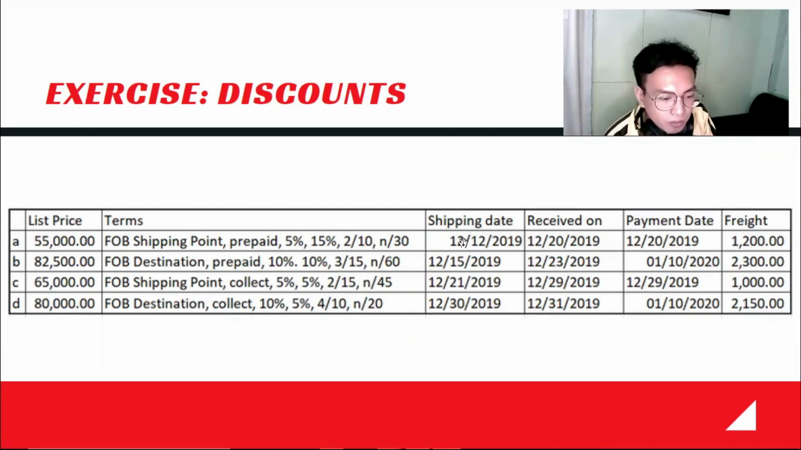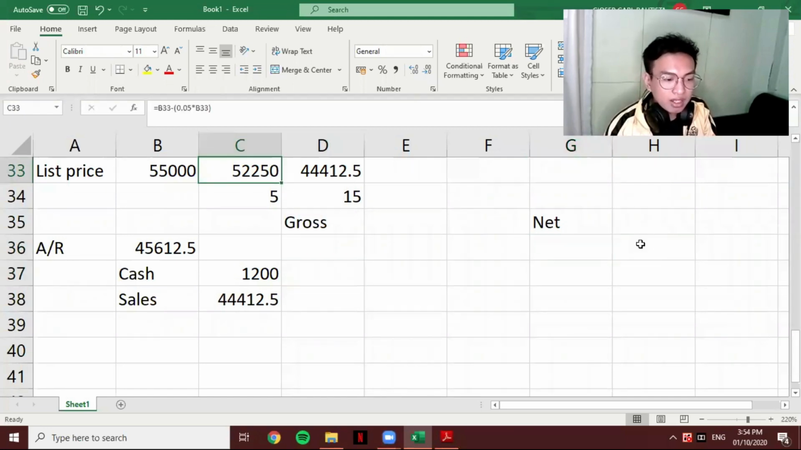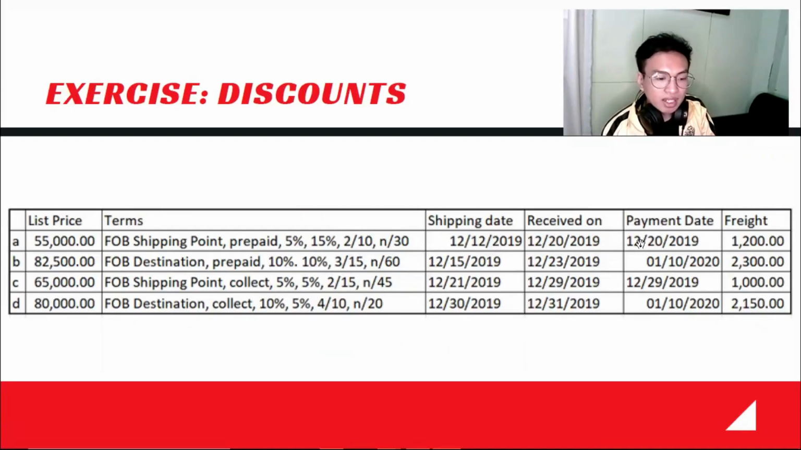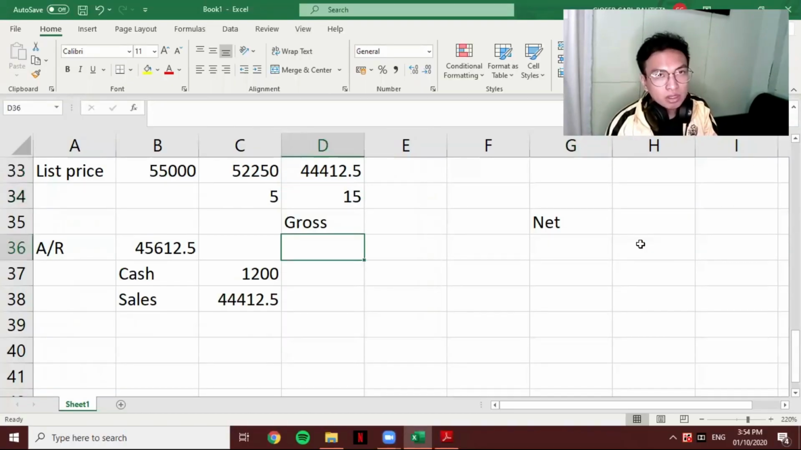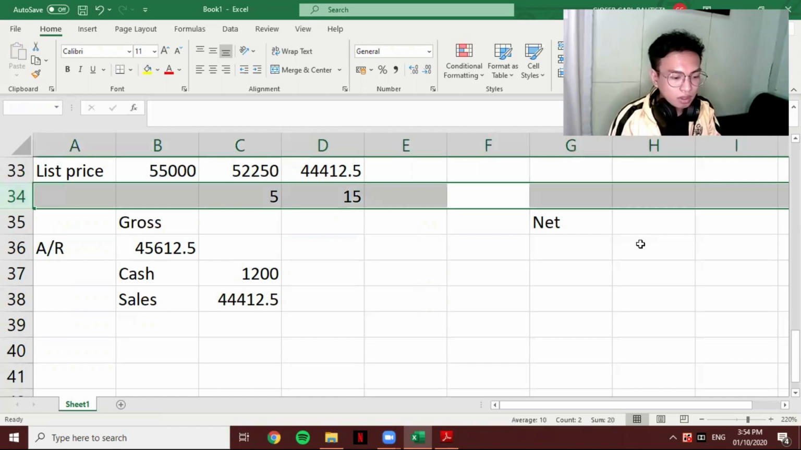So, you are given 10 days. And ang ating discount period will be December 22. Since they paid on December 20, pasok sa discount period. Therefore, aside from the 5% and 15% na binawas natin earlier, pwede natin siyang or dapat natin siyang bawasan ng discount.